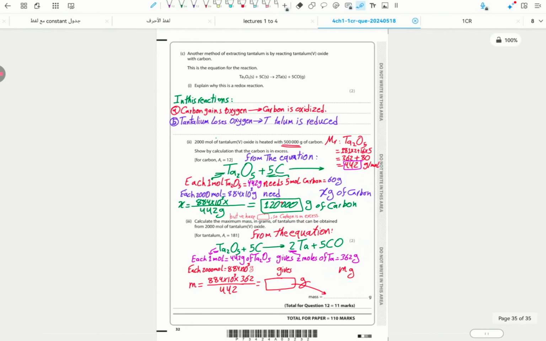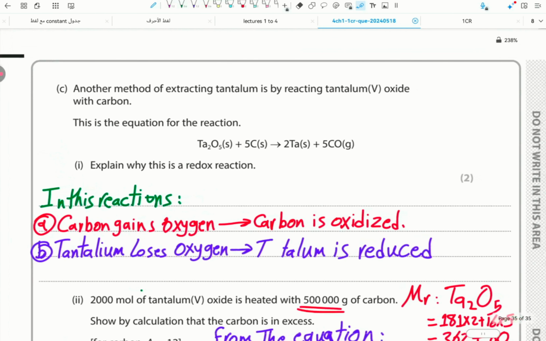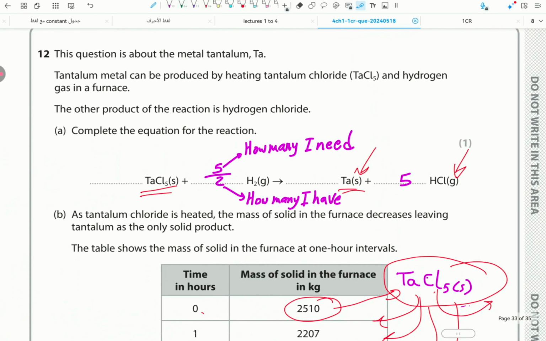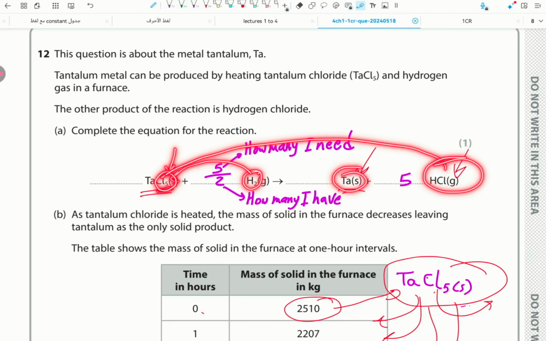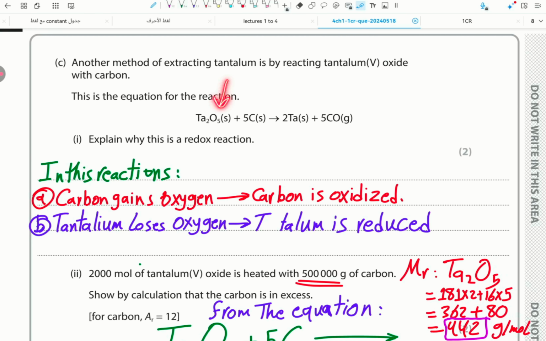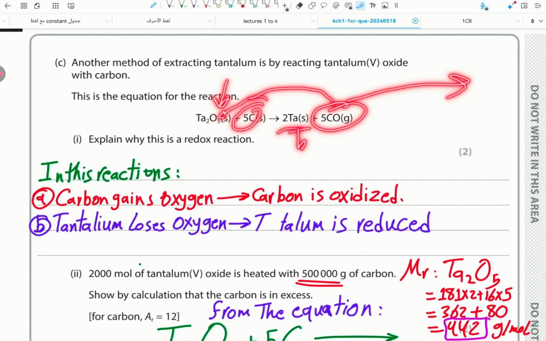Now, my friends, let's move to the last page. Here, another method of extracting tantalum is by reacting tantalum oxide. This is tantalum oxide, not chloride this time, with carbon. Again, in the previous reaction, we had tantalum chloride, and the hydrogen steals the chloride and leaves with it to make HCl, and the tantalum stays alone because we want to extract the tantalum. Here we have tantalum oxide, and the carbon will steal the oxygen and make carbon monoxide and leave, and the tantalum will stay alone.